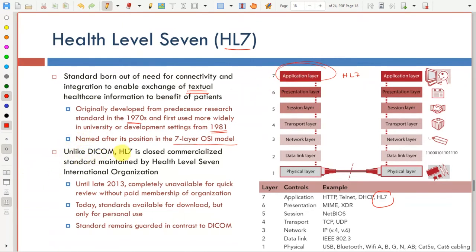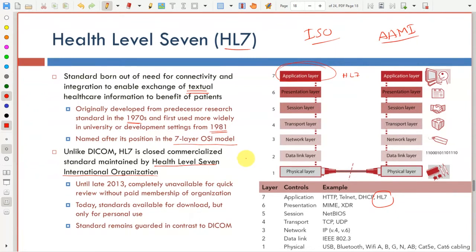Unlike the DICOM standard, HL7 is a closed commercialized standard maintained by the Health Level 7 International organization. So this organization is in control of this particular standard. It's like the other standards that we see. If you look at the ISO standards, for example, or the ANSI standards, all these are organizations that develop the standards and maintain them. And then if you want to access the standard, you have to buy it. Okay, you cannot access it for free.